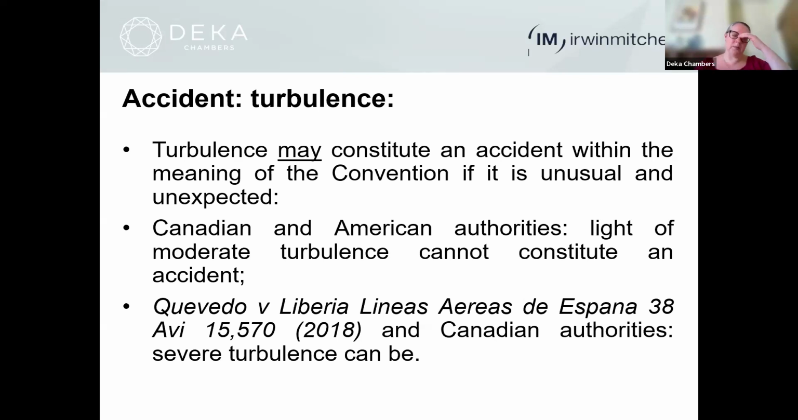Again, I think one of the problems with that is that severe turbulence is one of those things that happens under the normal operation of an aircraft. It's not perhaps unusual or unexpected in certain parts of the world or in certain flying conditions. And it depends what you mean by unusual or unexpected, because it may be that on this particular day, going through this particular area, severe turbulence might be foreseeable. But there is no room for foreseeability as a concept in the convention. So that is where we are with turbulence.